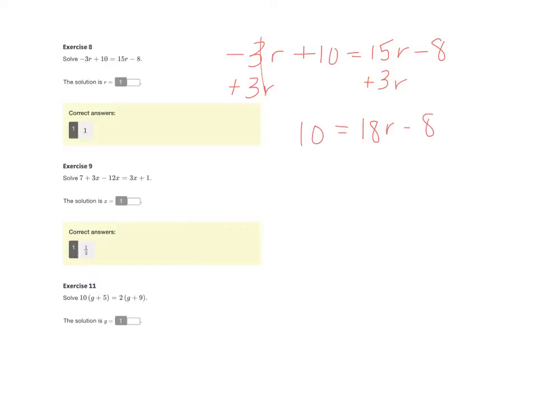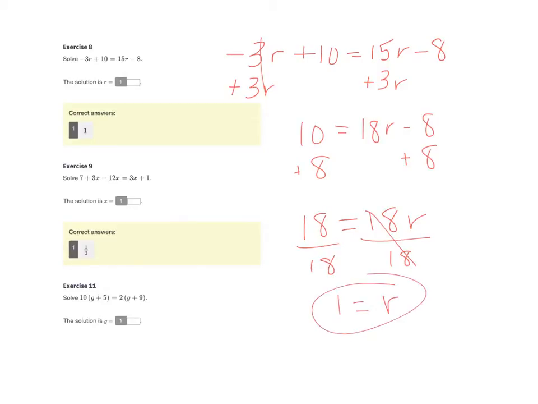And now I'm going to do the inverse of minus 8. So I'm going to add 8 to both sides. That gives me 18 is equal to 18r. The final step here is that instead of multiplying by 18, I'm going to do the inverse, which is dividing by 18. Doing that to both sides, I get r is equal to 1. And that's how you do exercise 8. Let's take a look at exercise number 9.